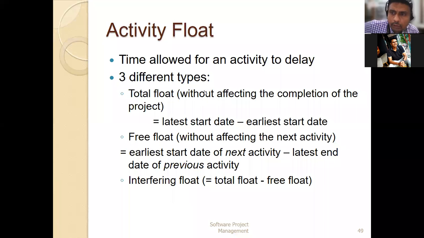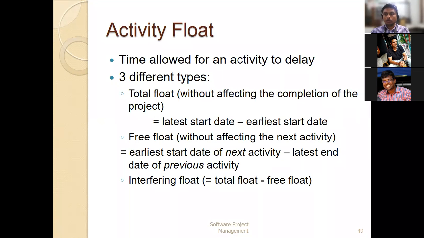Okay, so till now we have seen the diagram, and I've explained each and every activity and the constraints, and how to apply the forward pass and the backward pass. The next one is the activity float, how to calculate the float. This particular slide gives the formula for how it is calculated. Here, it is the time allowed for an activity to delay. So what is the time duration by which we can delay this particular activity? That's what is given in this slide.